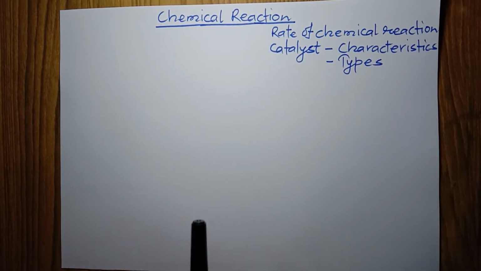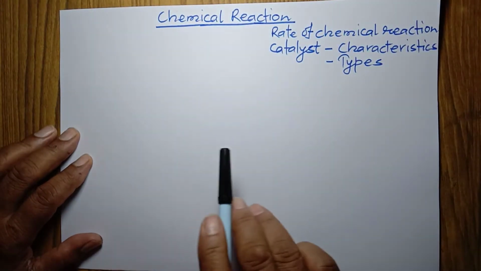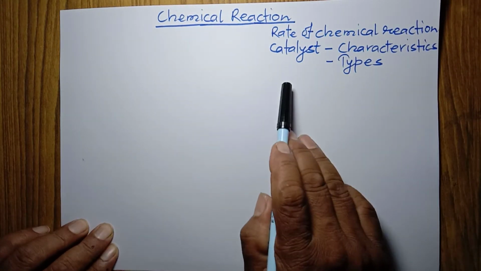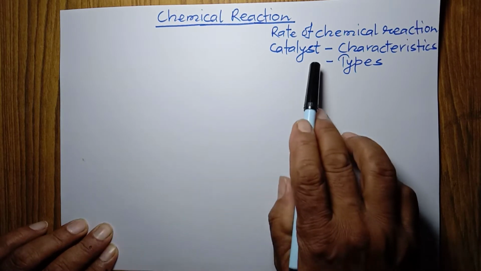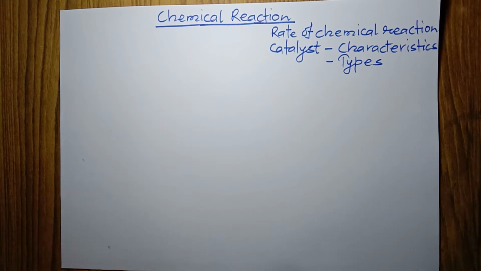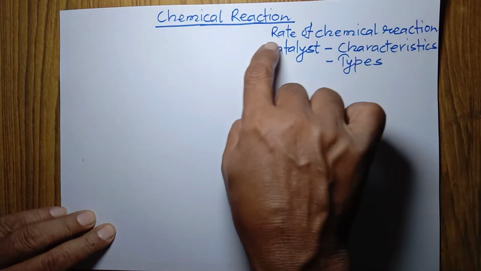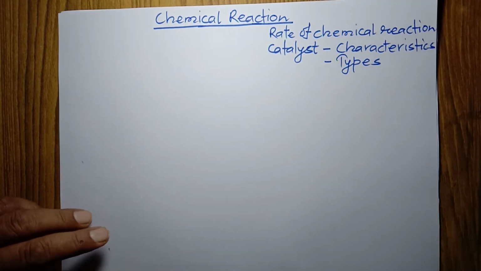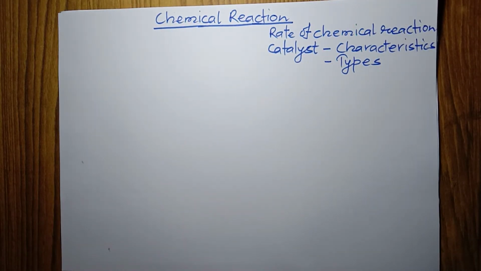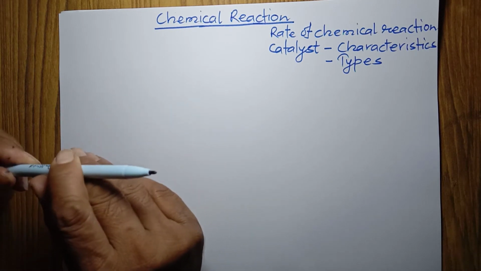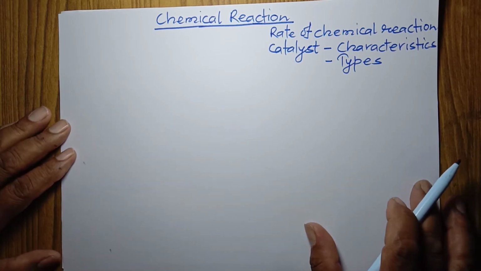We are talking about chemical reactions, and in this I'm talking about the rate of chemical reaction first, and then we are talking about catalysts, their characteristics and the types of catalyst. Okay, let's talk about chemical reaction. The point is the rate of chemical reaction. What is the meaning of rate of chemical reaction? Change of concentration of a reactant or product per unit time is called the rate of chemical reaction.